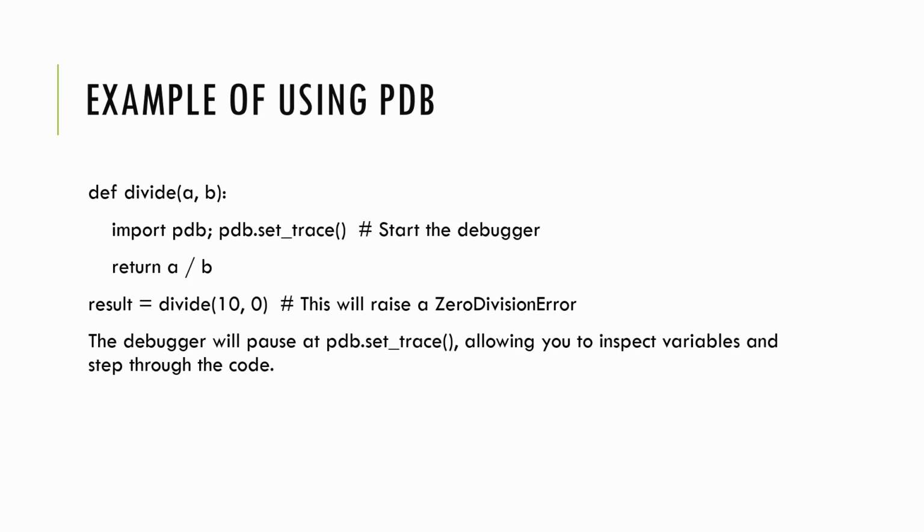Here's an example of using PDB in a function that divides two numbers. Notice the pdb.set_trace call. When the program reaches this point, it will pause and you can inspect the variables a and b and step through the code line by line.